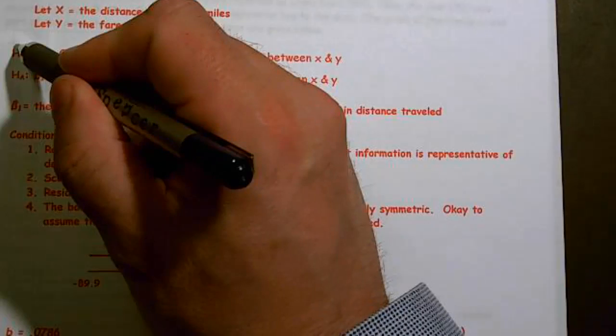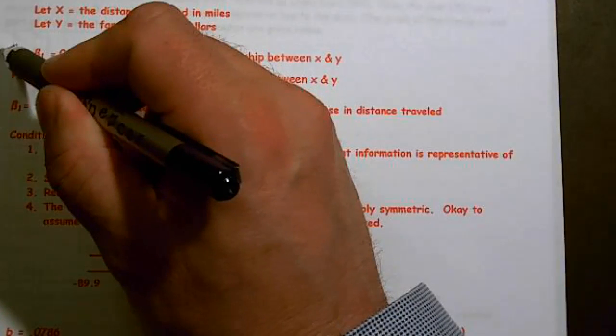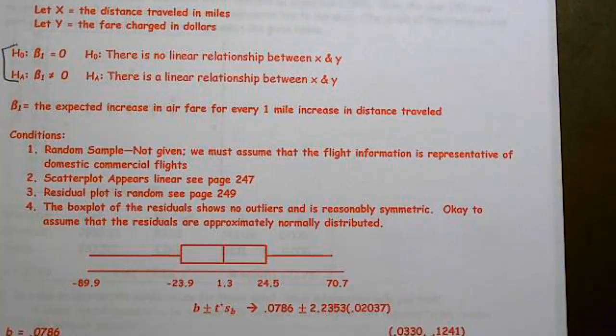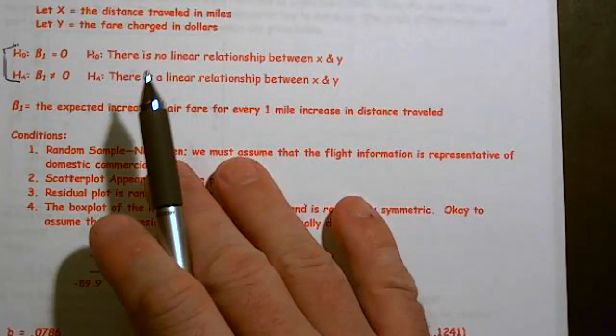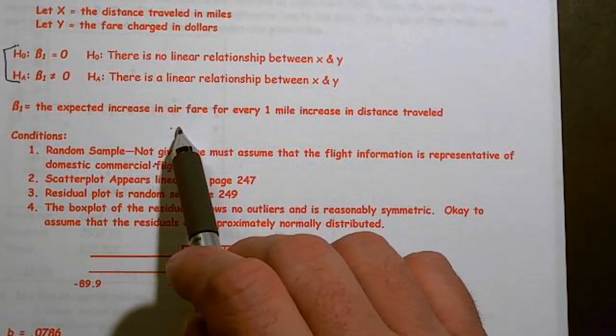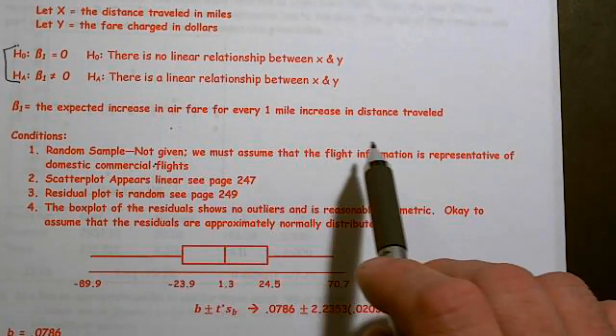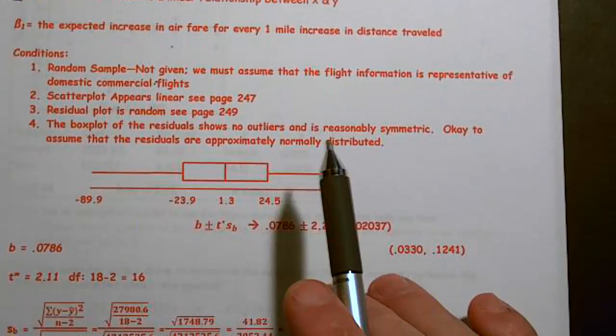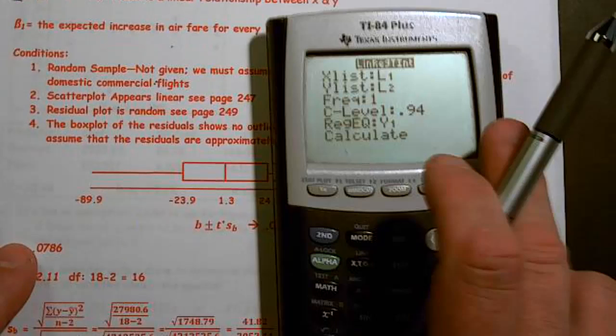This is not required. Okay, this is not required for a confidence interval. We must define the parameters. We have to define the variables and a parameter. Beta 1, expected increase in airfare for every 1 mile in distance traveled. We've already talked about the conditions in the previous page. So I'm going to go ahead and run this thing.